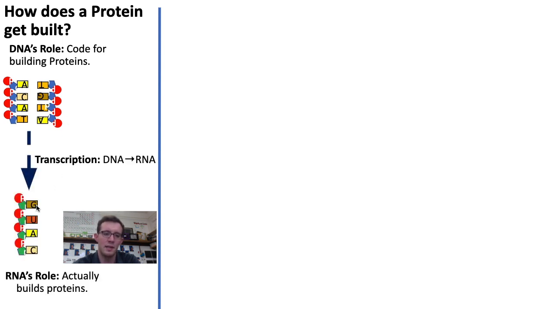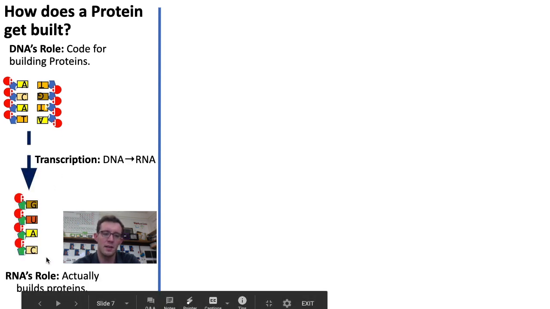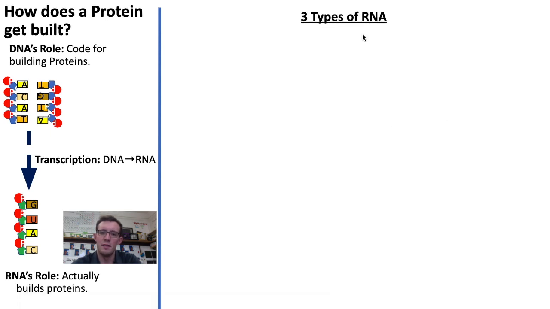You guys have learned that if our cells want to build a protein, the first thing they're going to have to do is take a gene of DNA, which is the instructions for building proteins, and they're going to have to transcribe it into RNA, single-stranded RNA, the molecules that are responsible for actually building the proteins. And so in order to build a protein, there's actually three types of RNA.